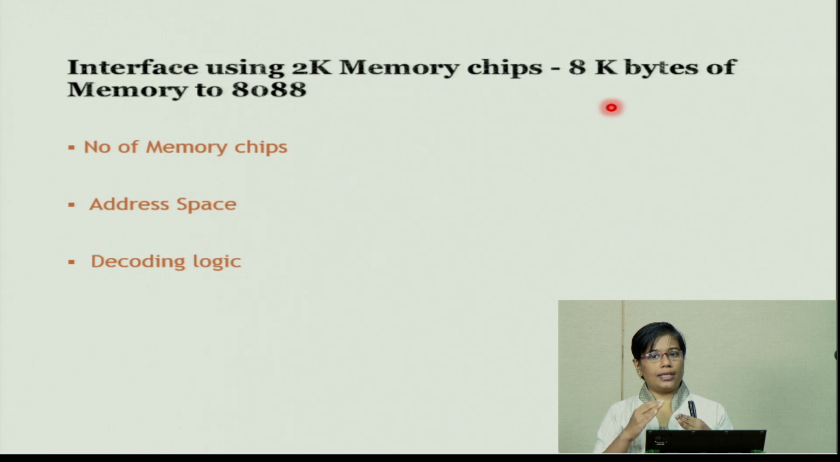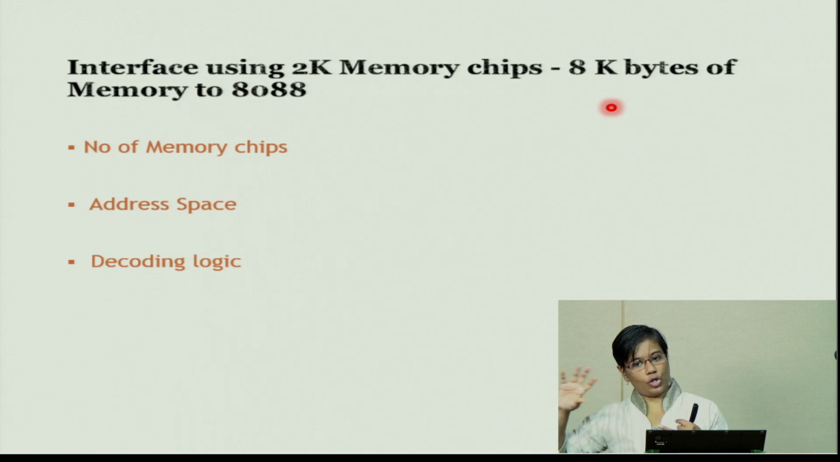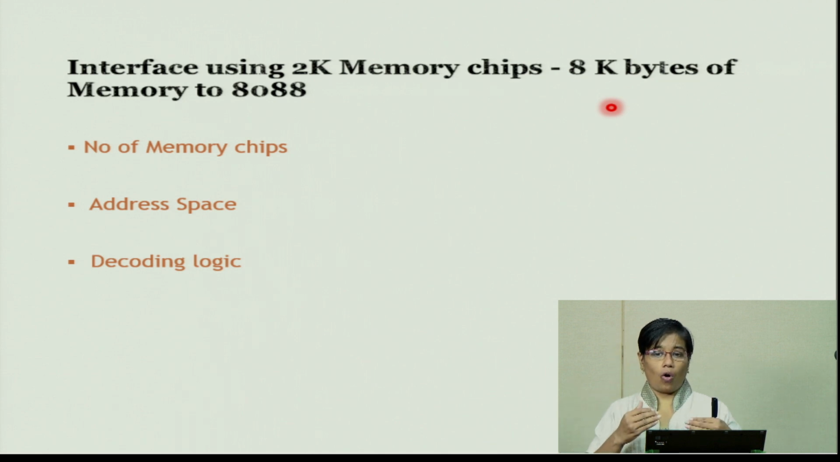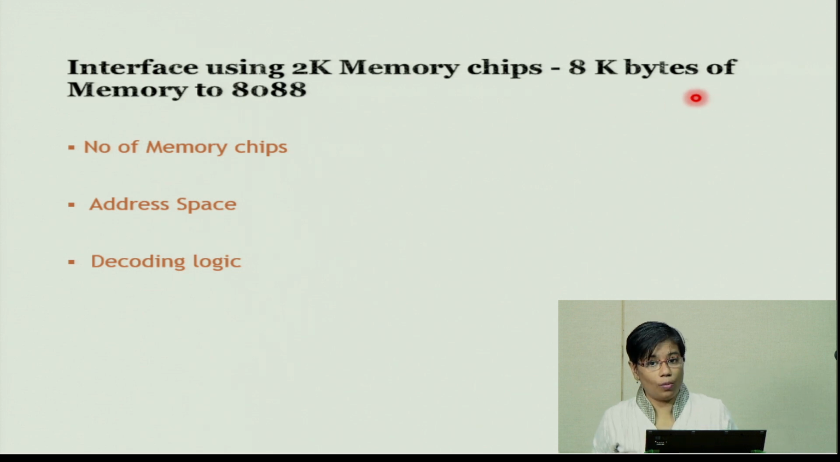So any interfacing would require that you decide on the number of memory chips. You have to say what address is going to be allotted to which particular memory chip, and then according to the addresses allocated, you also have to design the decoding logic. So first what we do is we create what is called a memory map. Now let's remember that in this example we are trying to connect 8 kilobytes of memory to the 8088 processor, and totally we are going to have 2K memory chips available.